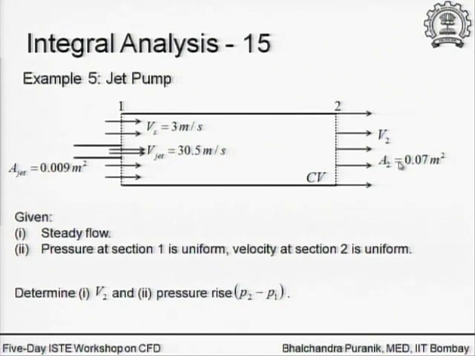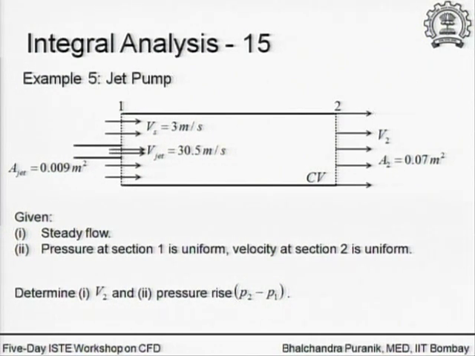Total area of cross section is given as 0.07. The secondary flow velocity is given as 3. The area of the jet is given as 0.009. So the area for the secondary flow can be immediately calculated, 0.07 minus 0.009. It's given that it's a steady flow, and the pressure at section 1 is uniform, because you can see that it's essentially mixing two fluid streams.